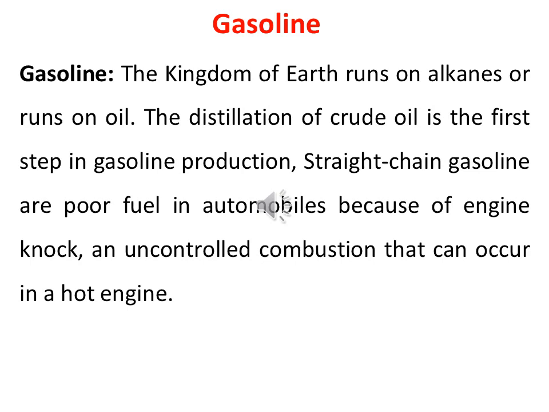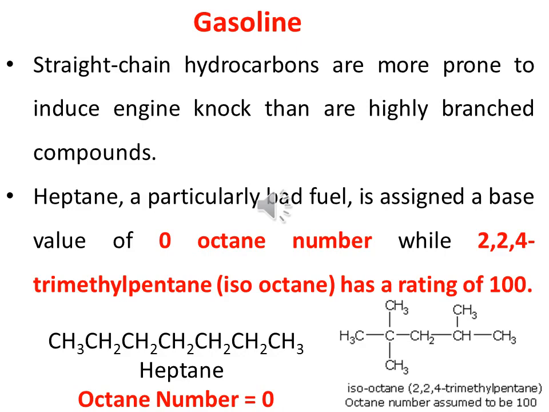The distillation of crude oil is the first step in gasoline production. Straight-run gasolines are poor fuels in automobiles because of engine knocking and uncontrolled combustion that occur in a hot engine. An octane rating or octane number is a standard measure of the performance of an engine or aviation fuel. The higher the octane number, the more compression the fuel can withstand before detonating or igniting. In broad terms, fuels with a higher octane rating are used in higher performance gasoline engines that require a high compression ratio. In contrast, fuels with lower octane numbers but higher cetane numbers are ideal for diesel engines, because diesel engines do not compress the fuel but rather compress only air and then inject the fuel into the air, which was heated by compression.